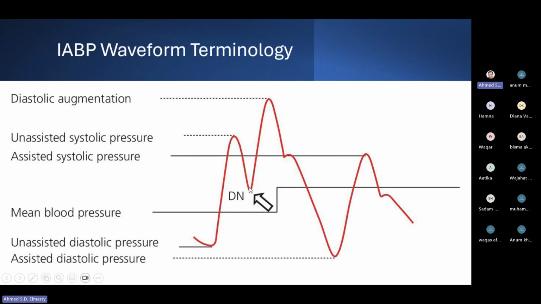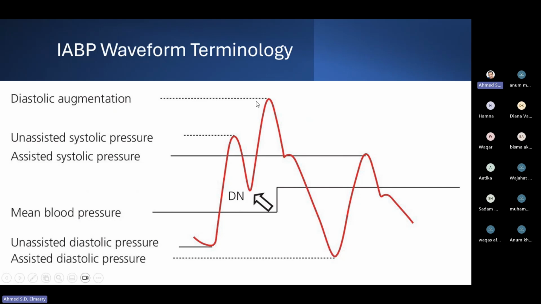So the intra-aortic balloon will start inflation at the dicrotic notch. This will lead to augmentation of the diastolic pressure and increase the area under the curve of the diastole, which will increase the mean arterial blood pressure and also will increase the coronary perfusion.